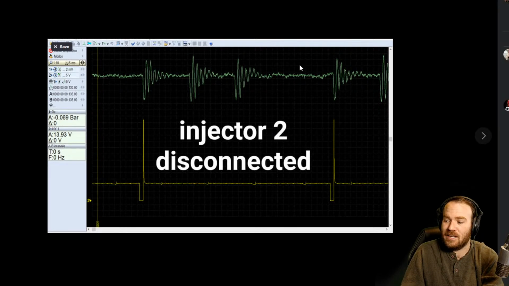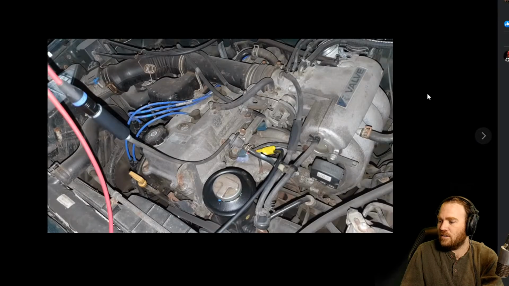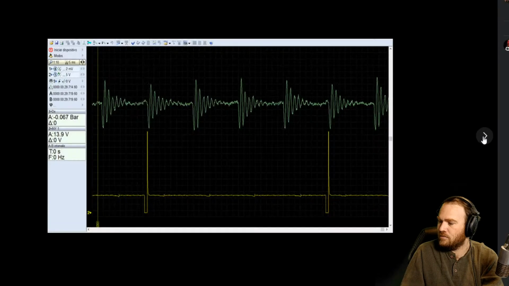Injector number 2 is disconnected, so we can see that right here. We have a nice odd man out. We don't have an event right here. So I would say that this one turned out pretty good. Thanks for sharing that one, David.